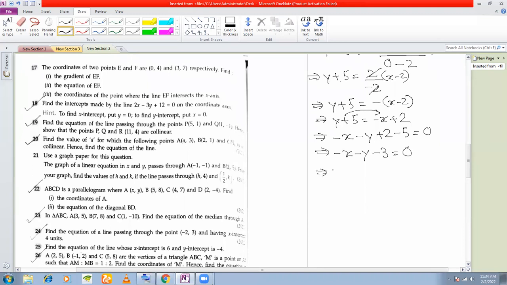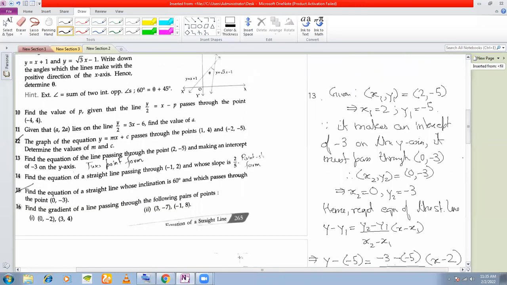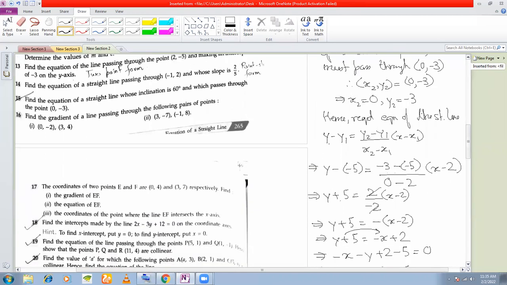Now you can easily take your minus common, and hence what is the required equation of the straight line? X plus y plus 3 is equal to 0. This is the required equation of the straight line by 2-point form. Okay, so whenever 2 points are given on a straight line, you can find out the equation of the straight line by the 2-point form. And which one is the 2-point form? This formula is called the 2-point form of the equation of a straight line.